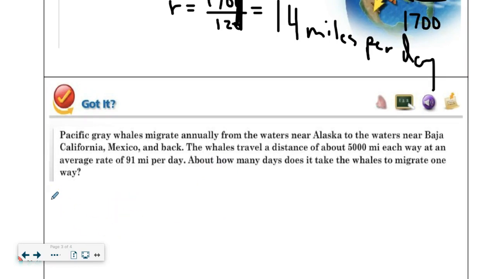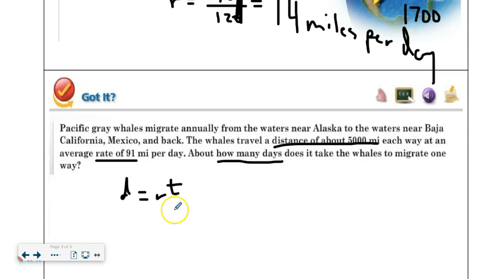Pacific gray whales migrate annually from the waters near Alaska to the waters near Baja California, Mexico, and back. The whales travel a distance of about 5,000 miles each way at an average rate of 91 miles per day. About how many days does it take the whales to migrate one way? So how many days sounds like a time. Here's the rate. Here's the distance. So same formula, D equals RT. However, now instead of finding the R, I'm finding the T, which means I'm going to divide both sides by the rate, and that'll make life really easy for me to be able to find the time.